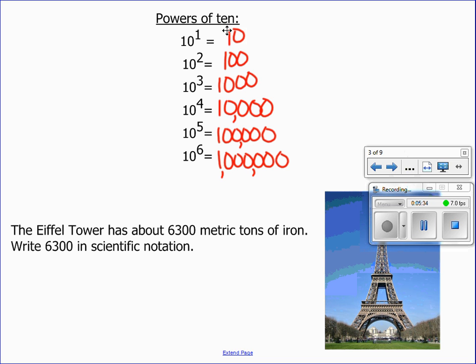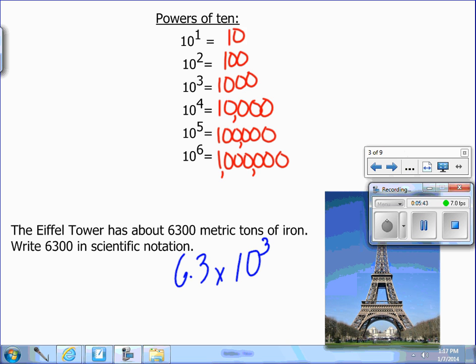In this next word problem, the Eiffel Tower has about 6,300 metric tons of iron. Write 6,300 in scientific notation. So that in scientific notation would be 6.3 times 10 to the third, because we need to set up the first part to be less than 10, greater than or equal to 1. And how many places do you need to move the decimal in order to get 6,300? It was 3 places to the right.